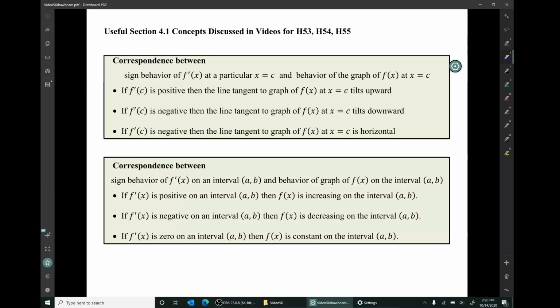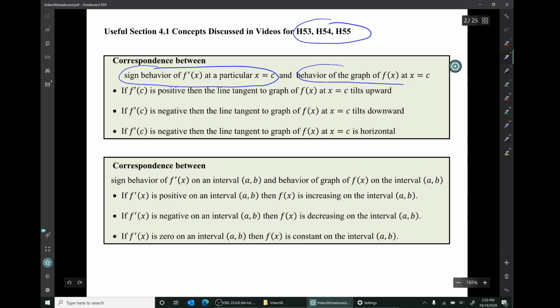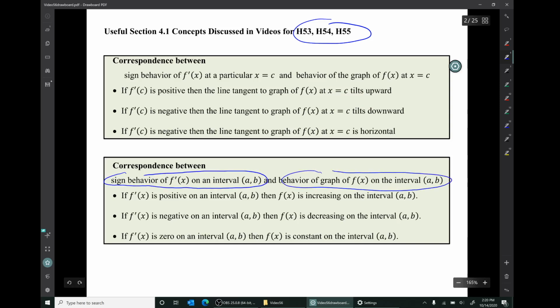We'll be using some useful concepts that were discussed in the previous 3 videos, concepts from section 4.1. This correspondence between the sign behavior of f prime at a particular x value and behavior of the graph of f of x at the same x value. The idea that if f prime at c is a positive number, then the line that's tangent to the graph of f at x equals c tilts upward. And the correspondence between the sign behavior of f prime on a whole interval and the behavior of the graph of f on the whole interval.